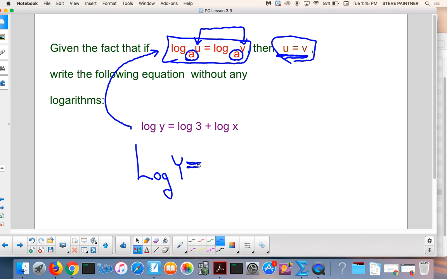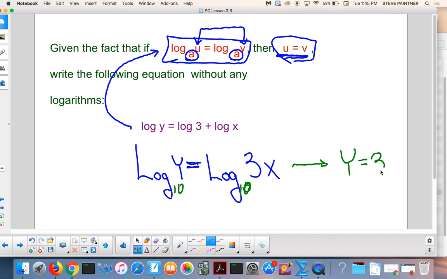Log of y equals, I want it to equal just one log, not two logs. This will be log of what? 3x. Because it's addition, it becomes multiplication. Okay, are the bases the same here? What is the base? How'd you know it's 10? There's no base given, it's base what? 10, that's called the common log. So what do we know now? Y equals what? 3x. Y has to equal 3x in order for these two to be equal. Good?